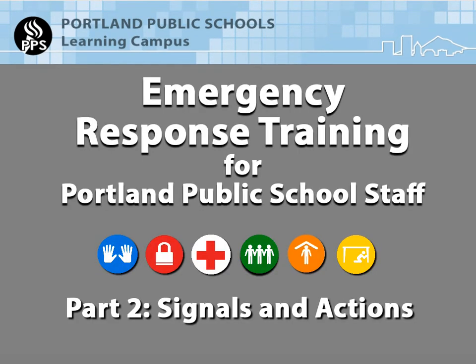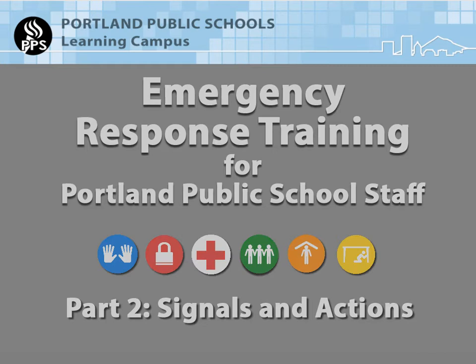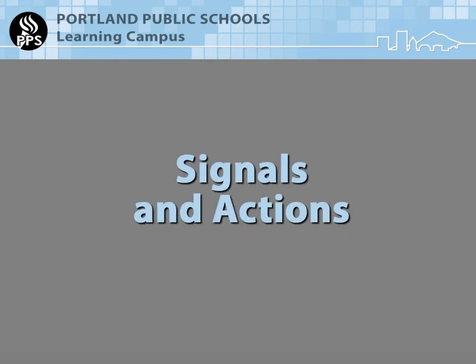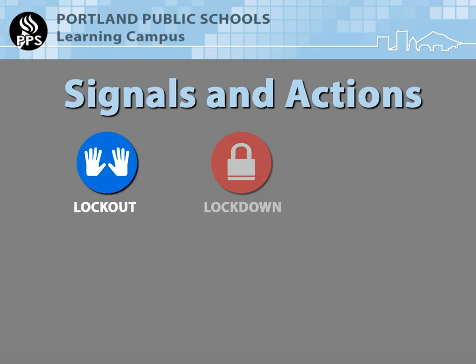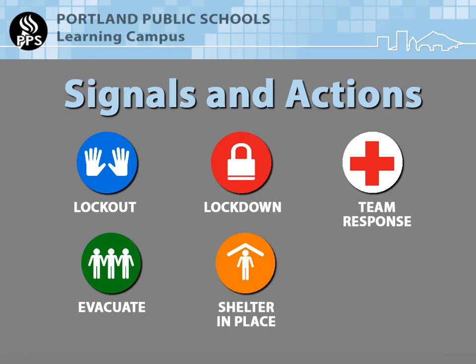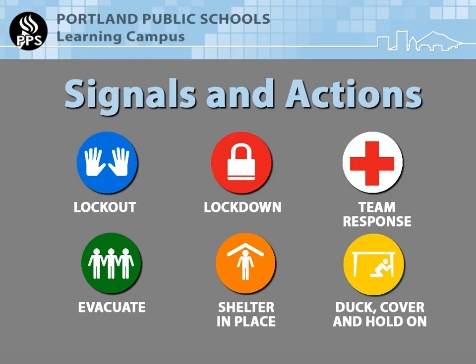Part 2, Signals and Actions. The School Emergency Response Plan consists of 6 emergency signals and 6 actions. These signals and actions are lockout, lockdown, team response, evacuate, shelter in place, and duck, cover, and hold on. The next section of this training will be spent going over the emergency signals and actions. Let's get started.